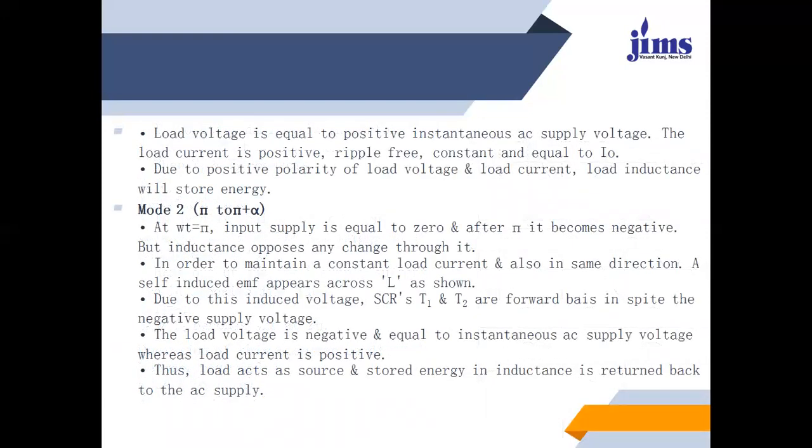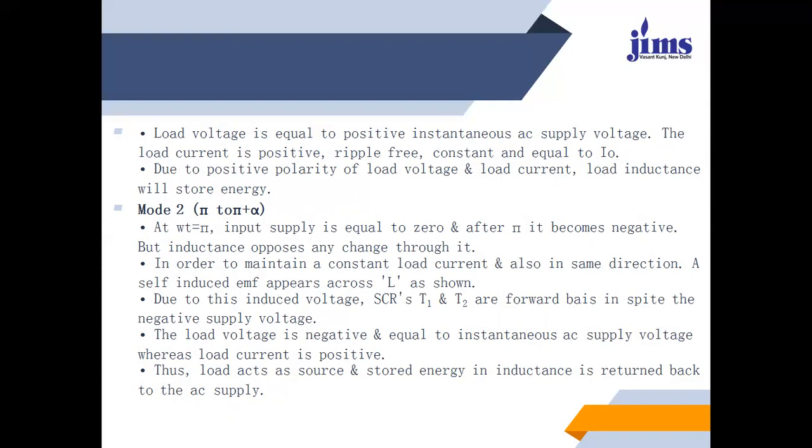Load voltage is equal to positive instantaneous AC supply voltage. The load current is positive, ripple free, constant and equal to I0. Due to the positive polarity of the load voltage and load current, the load inductance will store some energy. Mode 2: pi to pi plus alpha.